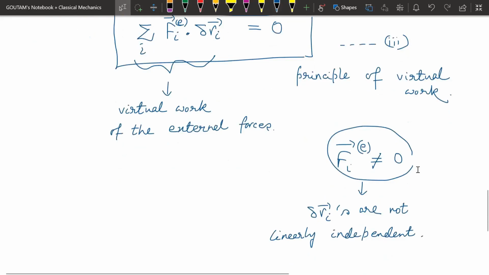Okay. Then what should we do? We should find some coordinates in which the coordinates are linearly independent. In that case, we will throw away this term, and we can set the rest equal to zero. So these linearly independent coordinates are called the generalized coordinates. So we will write delta ri in terms of the generalized coordinates. We will do that later.